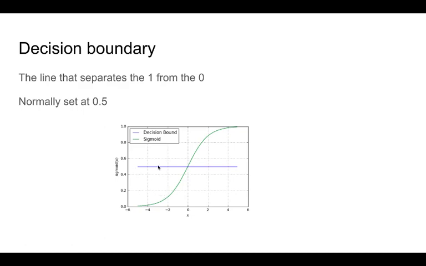I just wanted to point that out to everyone. Normally it's set at 0.5. You can change it depending on your model, but most of the time 0.5 is pretty sufficient. We're going to move on.